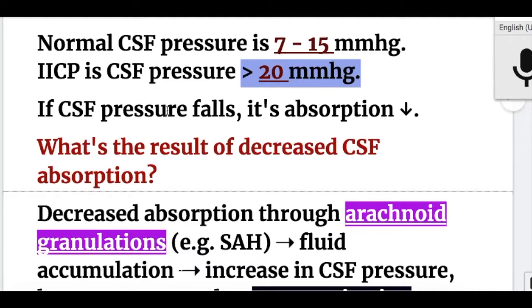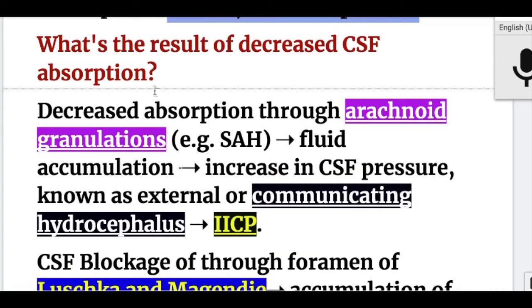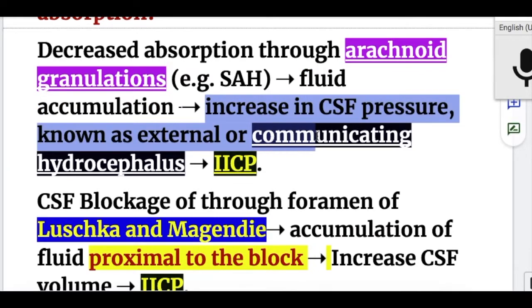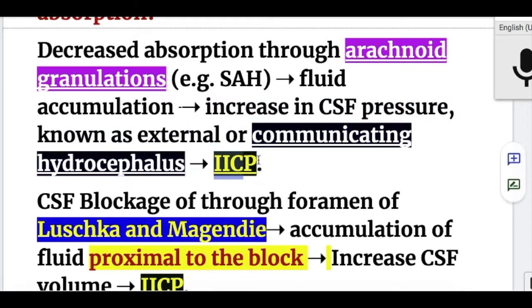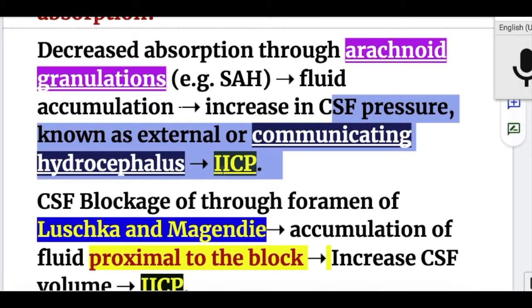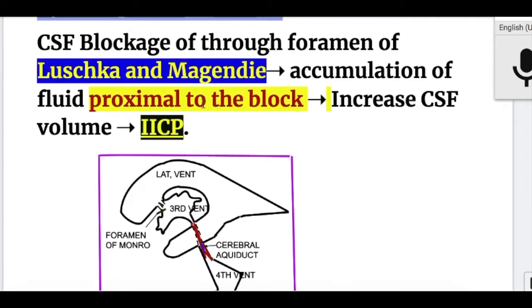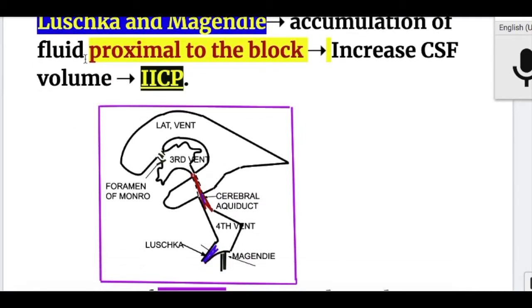If the CSF pressure falls, its absorption is decreased. Now, what are the results of decreased CSF absorption? Decreased CSF absorption through the arachnoid granulation, as occurs in subarachnoid hemorrhage and other hemorrhages, causes fluid to accumulate in the subarachnoid space and increases the CSF pressure, known as external or communicating hydrocephalus, that leads to increased intracranial pressure. Also, CSF blockade through the foramina of Luschka and Magendie leads to accumulation of the CSF proximal to the block.